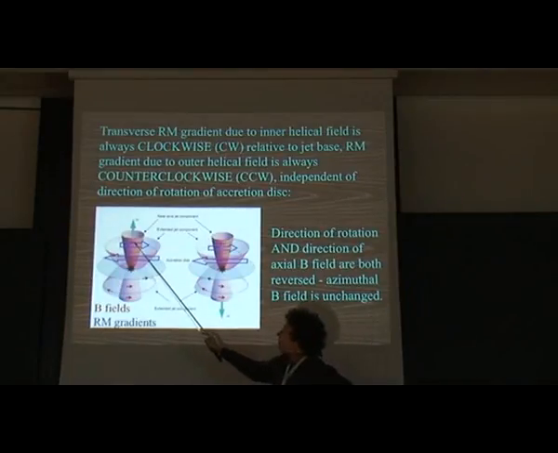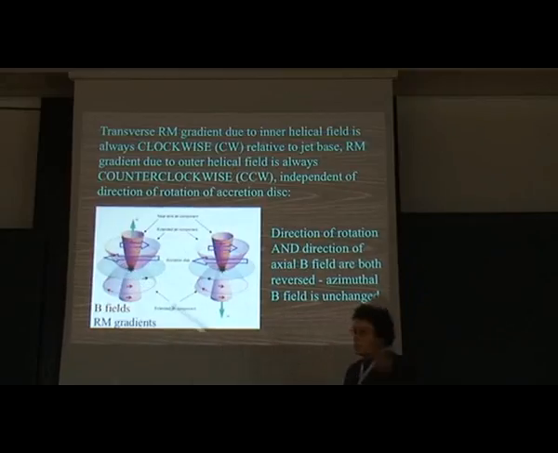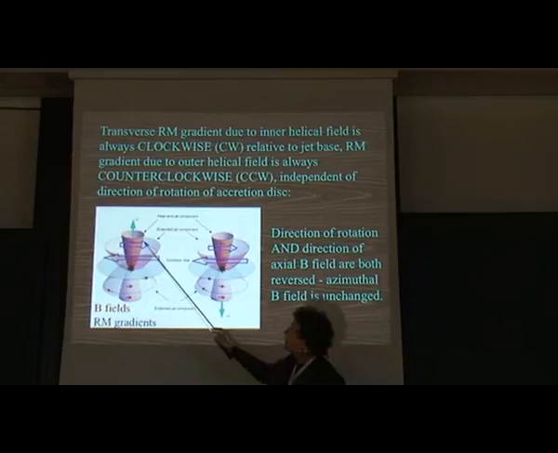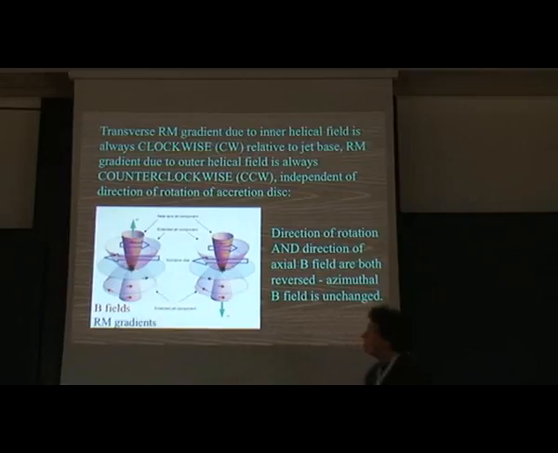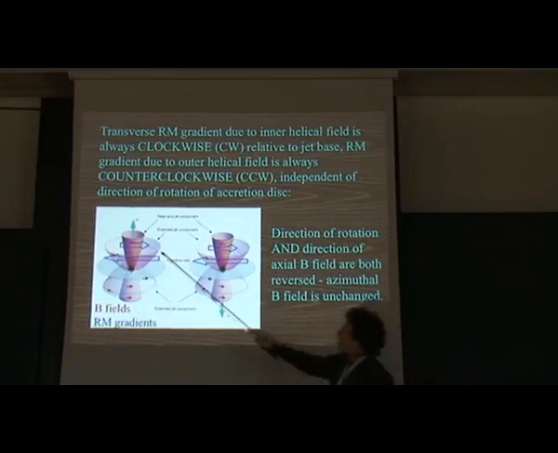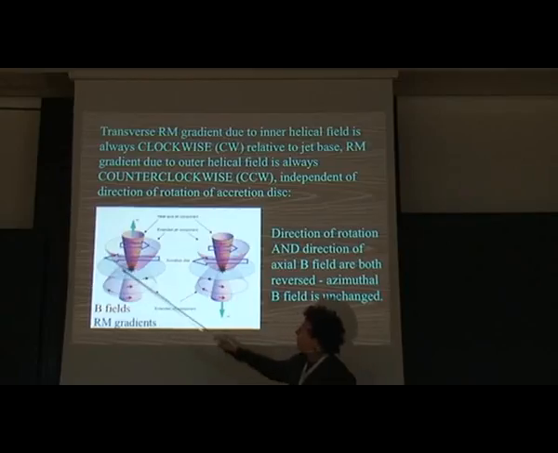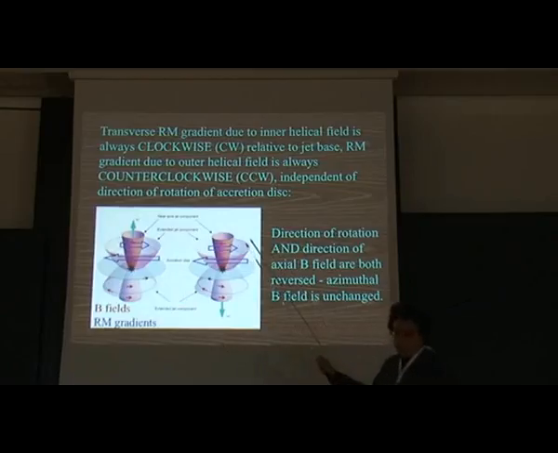Because essentially, if the directions of winding of the magnetic field are the same when projected onto the sky, that means the directions of the rotation measure gradients that are associated with them are going to be the same as well. Okay? The black star here is just meant to represent the base of the jet. The short stubby arrows here are the magnetic fields, and the long empty arrows are the rotation measure gradients associated with them. And essentially these rotation measure gradients, due to the inner magnetic field, will always be clockwise relative to the jet base on the sky, and due to the outer magnetic fields, always counterclockwise. And I'll explain a little bit more what I mean by that in just a moment. And this is independent of the direction of the disk rotation or in which hemisphere we're viewing.